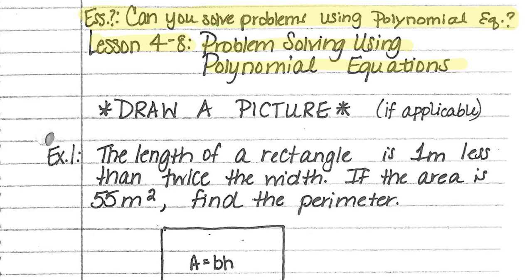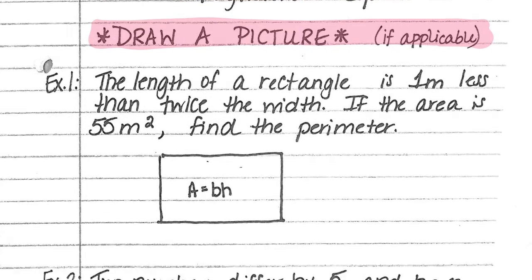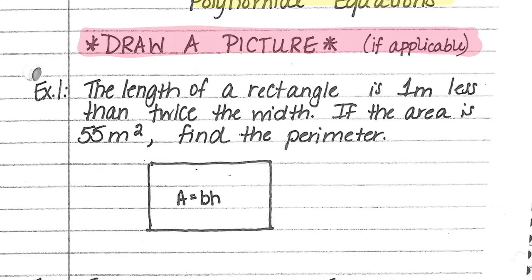The first thing we have to remember is we want everything equal to 0. And the new thing I want you to remember is draw a picture. A lot of times the picture is drawn for you, but draw a picture if you don't have a picture for it. The length of a rectangle is 1 meter less than twice the width. Well, I'm going to call this the width. I know the length is 1 meter less than twice the width.